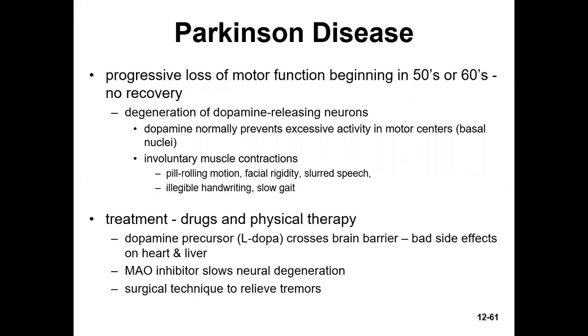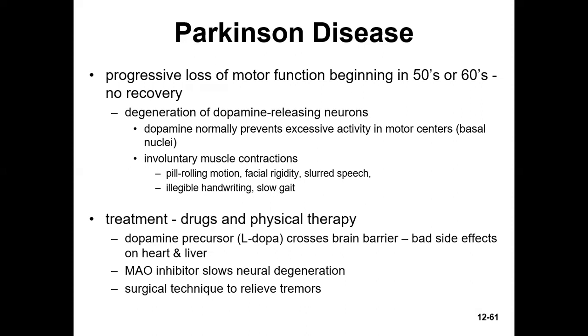Another neurodegenerative disease that we have to touch on is Parkinson's disease. There's a progressive loss of motor function, generally beginning in the 50s or 60s, and no recovery that we're aware of. They're doing some implants, I think, electrical implant devices that I have read are helpful in some cases. There is a degeneration of dopamine-releasing neurons in this case, and there's a particular center in the brain that would be the primary area of deficit.